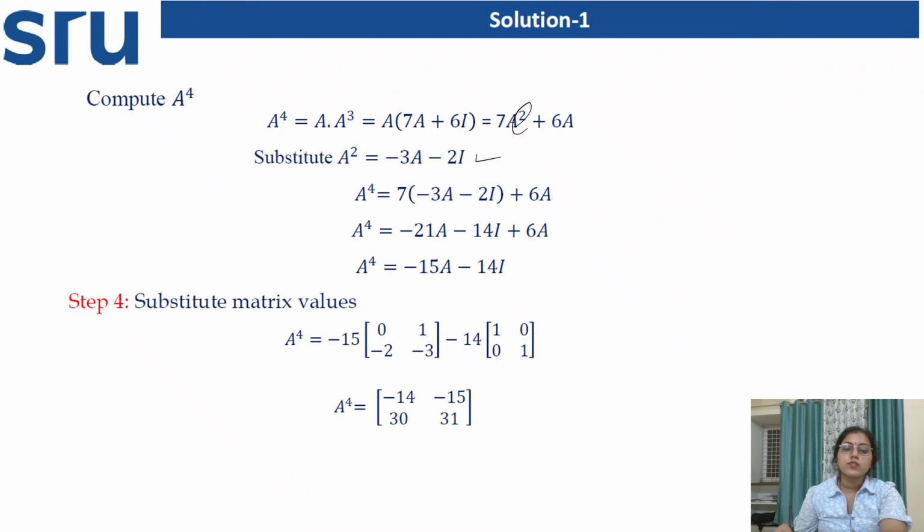Step 4, substitute the matrix value. So A to the 4 is equal to minus 15 times A. Simply put the value of the given matrix A, which is already given in the question. So you write the matrix A here, and I is nothing but your unit matrix right here. When you solve this, you get A to the power 4 easily.